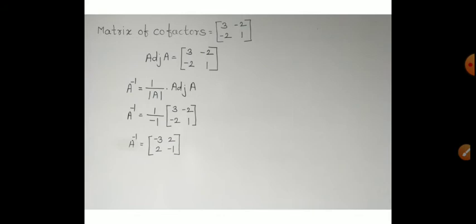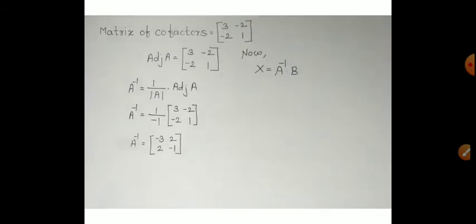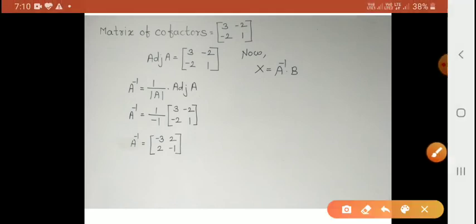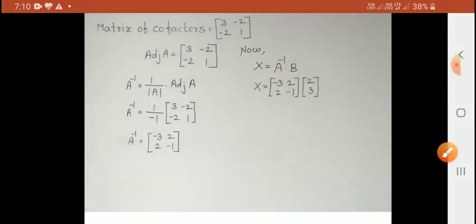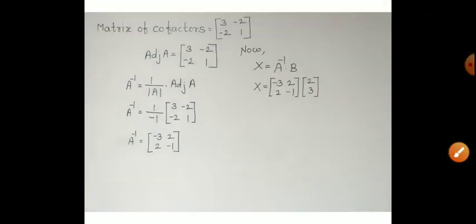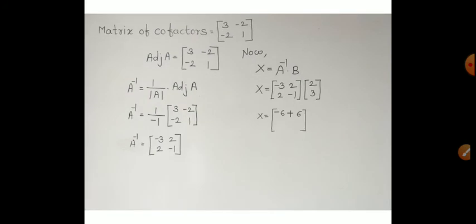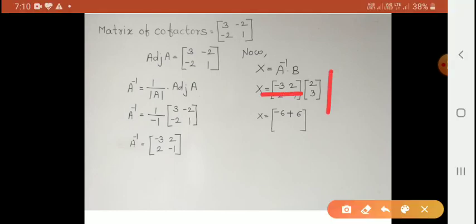Now we will find the value of X. X is equal to A inverse into B. A inverse is this, and B we already have. So X is equal to minus 3, 2, 2, minus 1 times B, which is 2, 3. Multiply row by column: first row, first column, minus 3 into 2 is minus 6, and 2 into 3 is 6. So minus 6 plus 6.